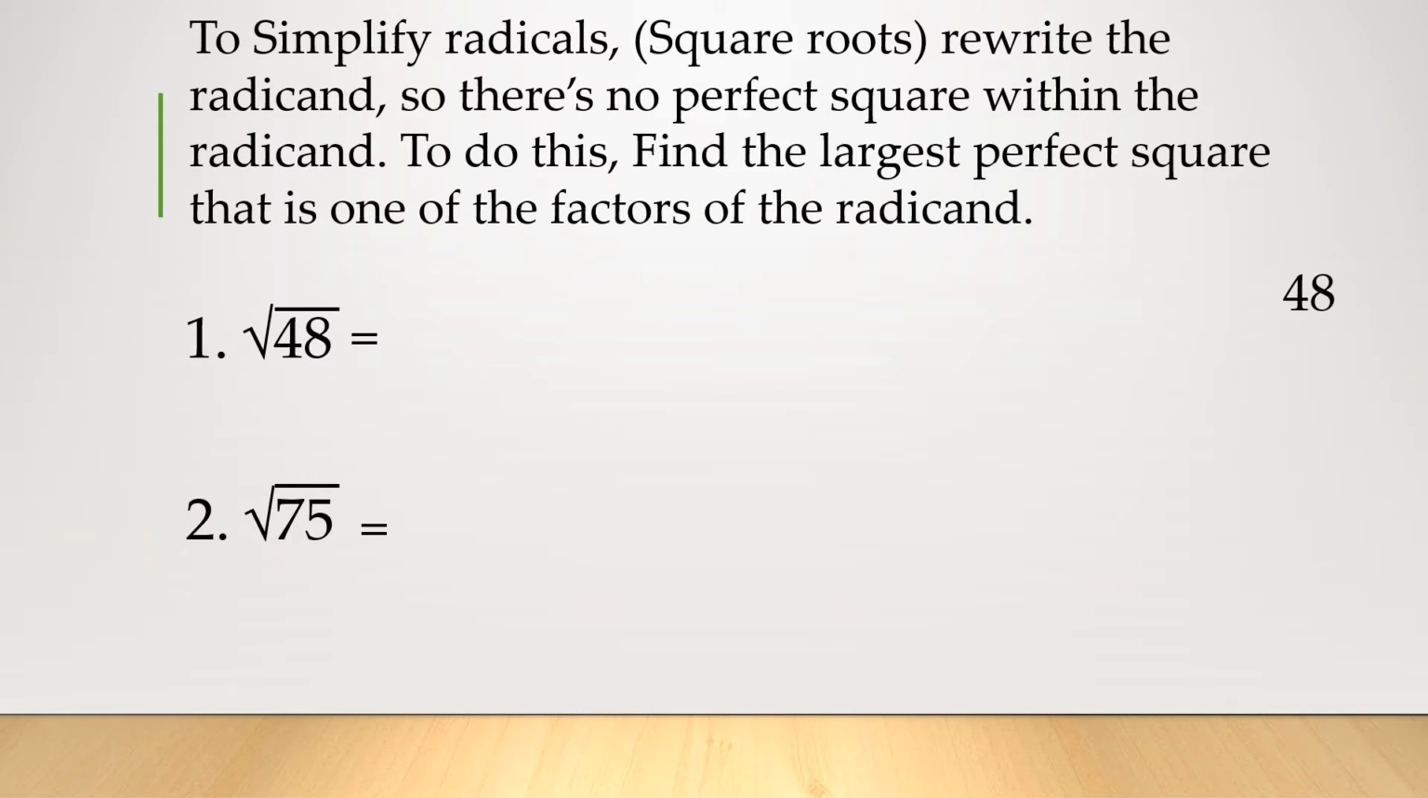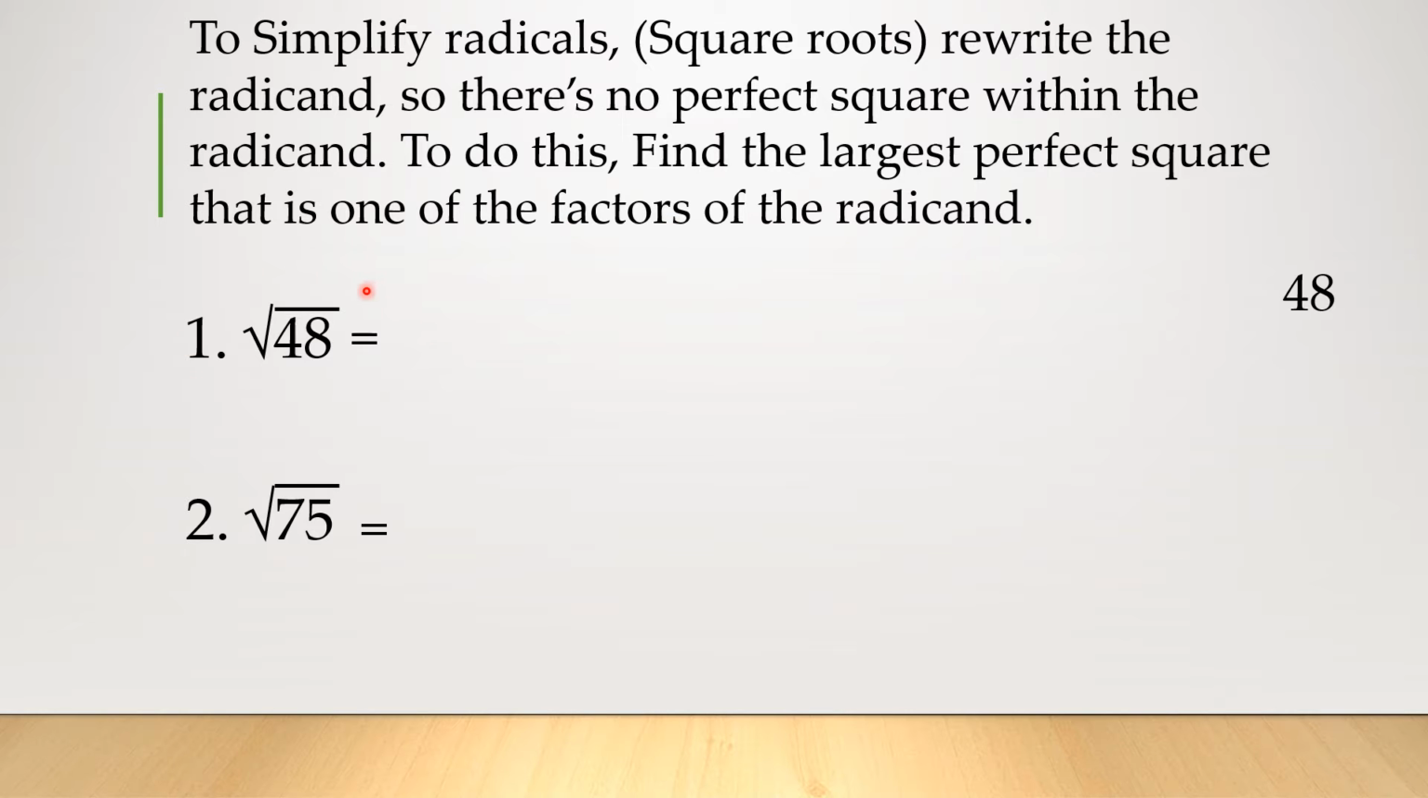Now, in this video, we're just going to focus on simplifying radicals wherein the index is 2, or square root. So to simplify radicals, rewrite the radicand so there is no perfect square within the radicand. To do this, find the largest perfect square that is one of the factors of the radicand.